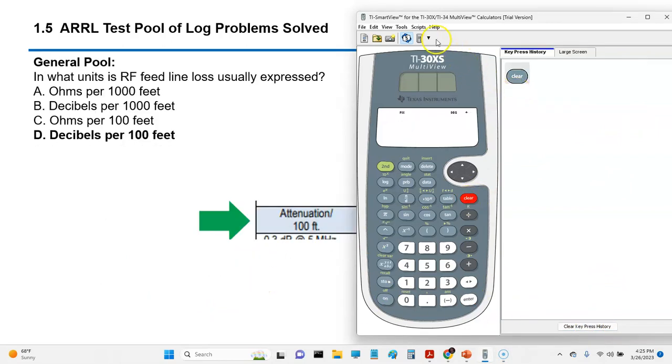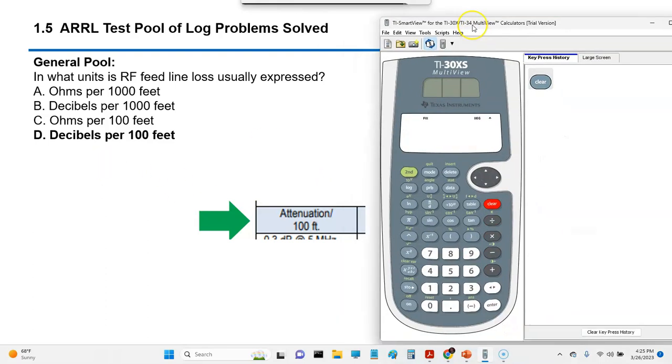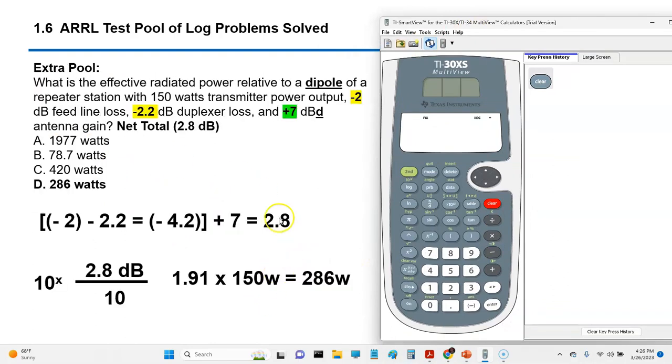Now the next question in the general pool is that decibels are always represented in 100 feet segments. Most all coax I've looked at, DX Engineering, most everywhere it's 100 feet. So that's the answer there. That was easy to remember. Just remember decibels, since that's what you're dealing with.